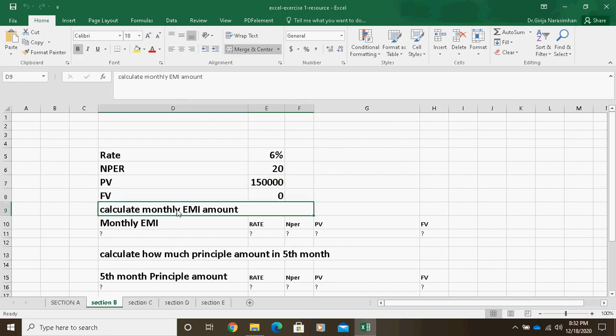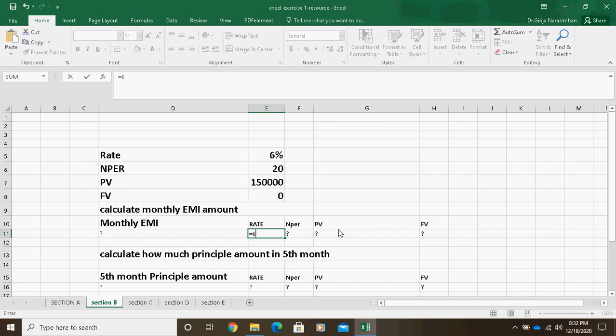For monthly EMI, the rate I will calculate is 6% divided by 12, monthly. Suppose it is quarterly, for example, then 6% divided by 4. Try to understand: quarterly means divided by 4, monthly means divided by 12. Are you getting it? I will do both quarterly and monthly. This is my NPR, and this is the monthly case.